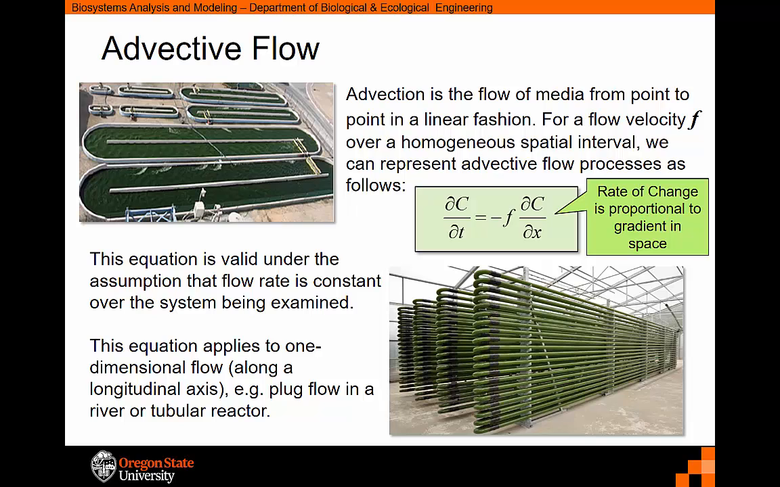Assuming a flow rate f, we can model the change in concentration of a state variable flowing in the liquid at any point in space with the relationship shown here, which indicates that at a given location along a flow path, the rate of change of the concentration is given by the flow rate times the concentration gradient of the state variable through space, at that location in space. This is an appropriate equation when the flow rate is reasonably constant over the system in question and applies to one-dimensional flow only.